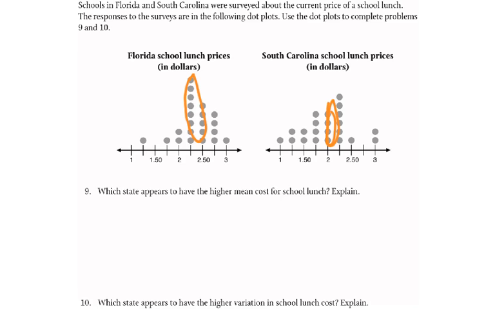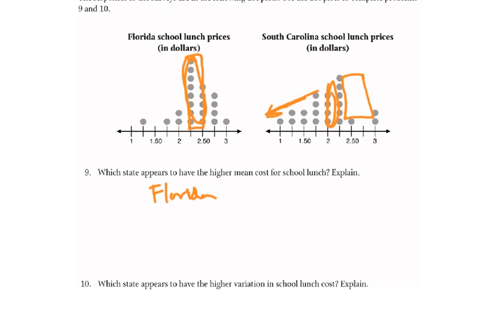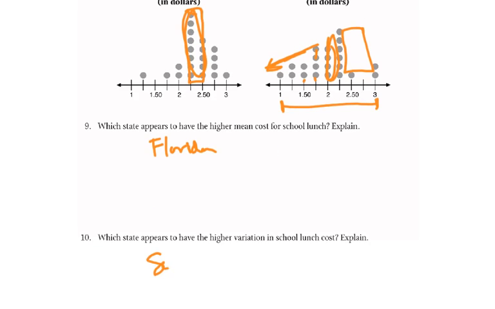So I would say that Florida has the higher mean, based on a lot of the data is just right there. And so that's going to kind of keep it in that zone, whereas there's a lot more spread down here that kind of offsets those big ones, and it's going to be lower for South Carolina. Which state appears to have the higher variation in school lunch cost? Well, we go from 1 clear up to 3, and a lot more options here. So I'm going to say South Carolina probably has that higher variation there.